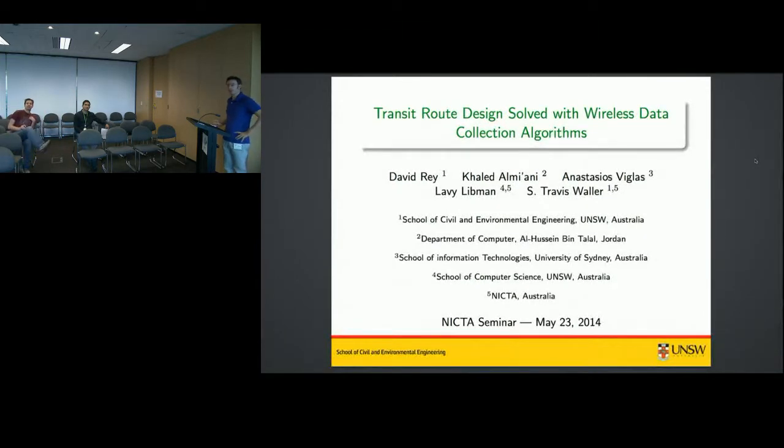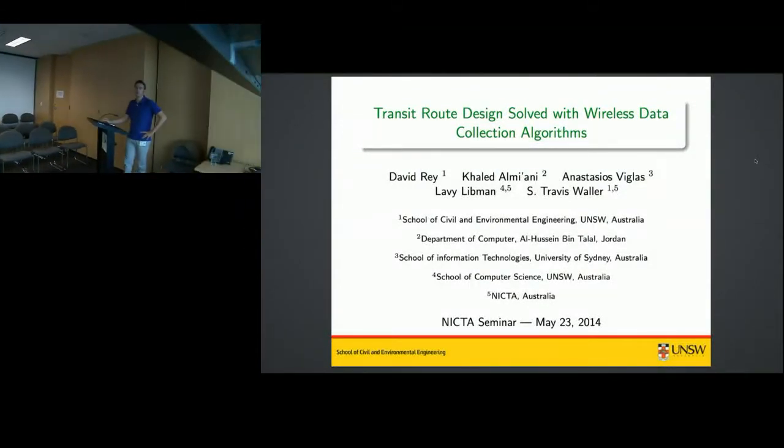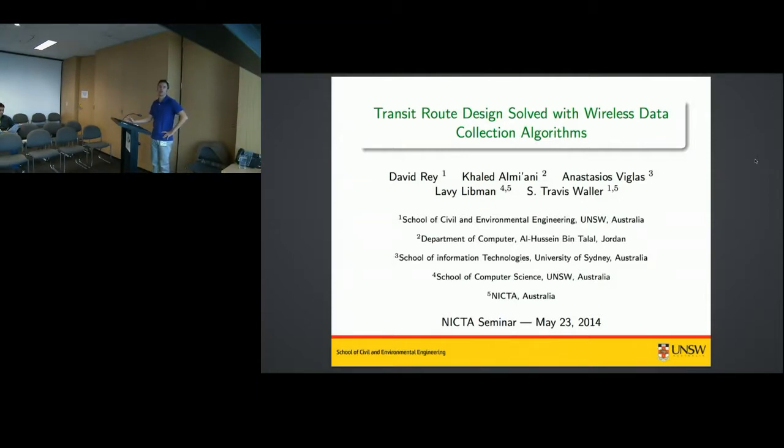Okay, hello everybody. So I'm going to talk about transit route design, which is the problem of finding a good design in a transportation network. The problem can take multiple aspects. There are aspects where you just look at how you design a network, and it can go as in detail as designing how a bus route would be laid out in a transit network. And we are presenting some work that we have done by solving the problem through wireless data collection algorithms. Basically, we use the solution method from the wireless sensor network domain and applied it in a transportation setting.